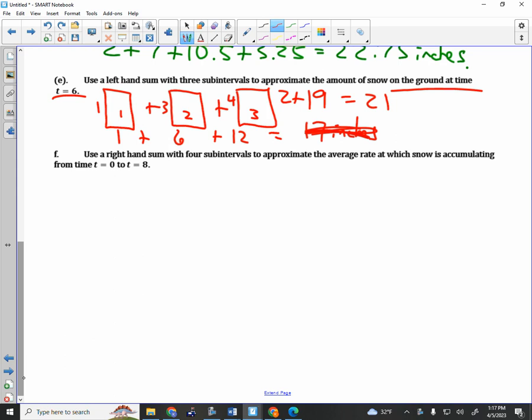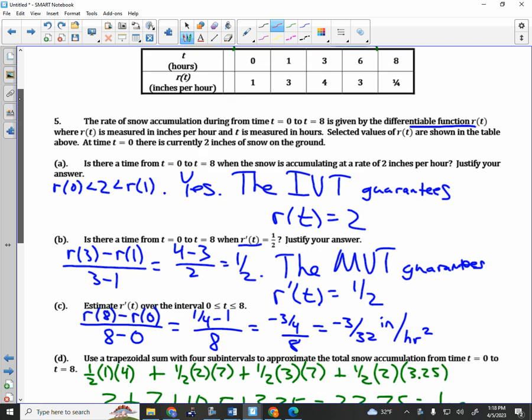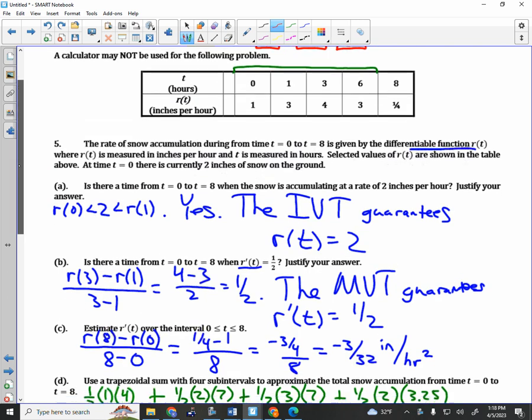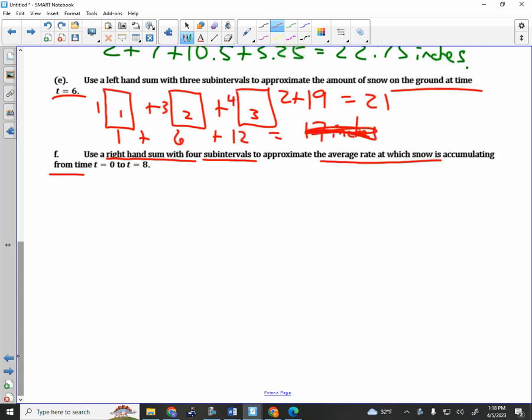So it's totally okay to have questions on the first couple here. This one should really start to pull through for you. It should start to make sense. Use a right-hand sum with 4 subintervals to approximate the average rate at which the snow is accumulating. What is the formula for the average value of that function? It's 1 over b minus a, the integral from a to b of r of t dt.